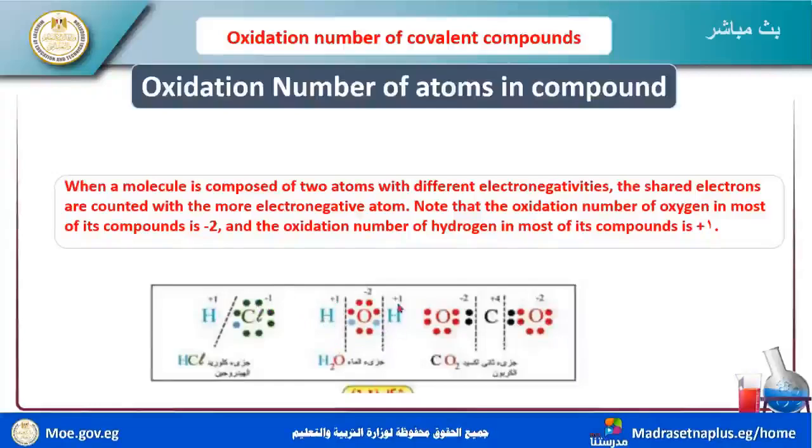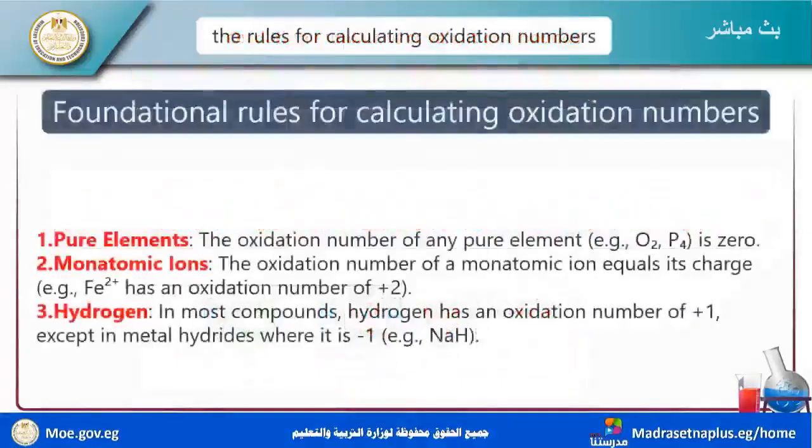Okay, hydrogen, oxygen. Now we have -2, +1, +1. The summation is 0. So we have CO2, C +4, O -2, the summation equals 0. We can understand this and make exercises for yourself to understand the oxidation number of any atoms.